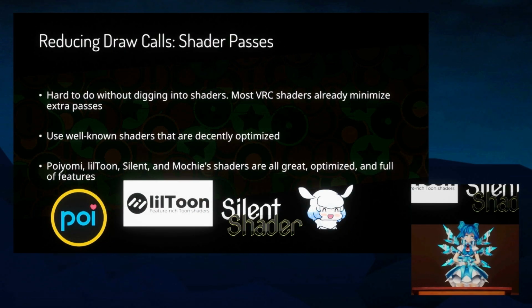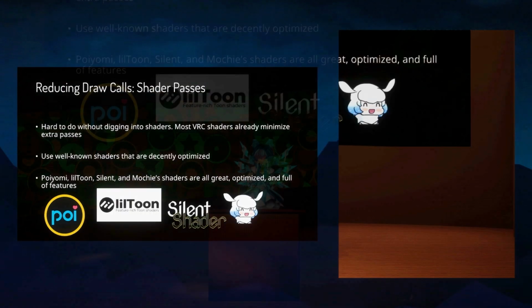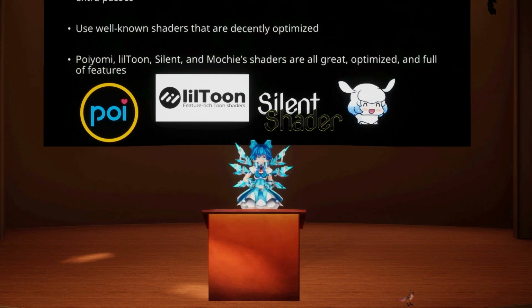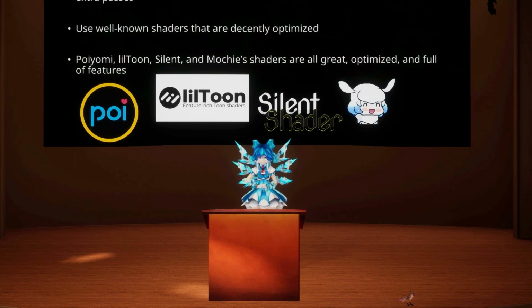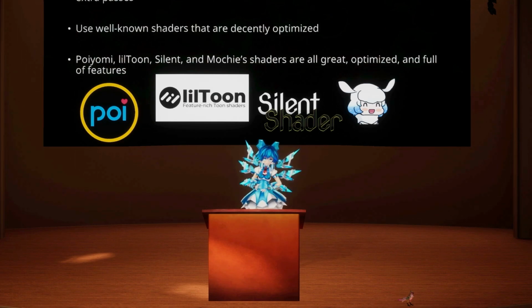I will also mention shader passes. The best way to avoid extra shader passes is just to use well-known shaders. Actually, come to think of it, these shaders are probably more anime aesthetic leaning, so you guys are going to know a little bit better than I am. But VRChat shaders in general minimize extra passes already. The ones I have here, like Poyomi, Lil Toon, Silent, Mochis, are all great. They're all extremely optimized. They all are full of features, and they run very well, so you avoid those multiple passes in most cases on these shaders.